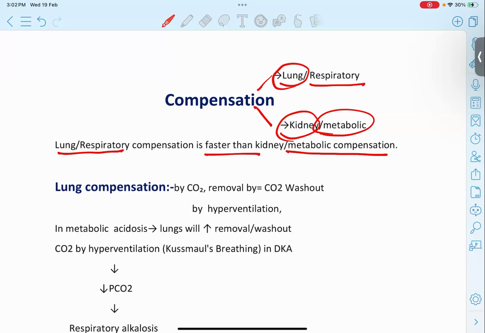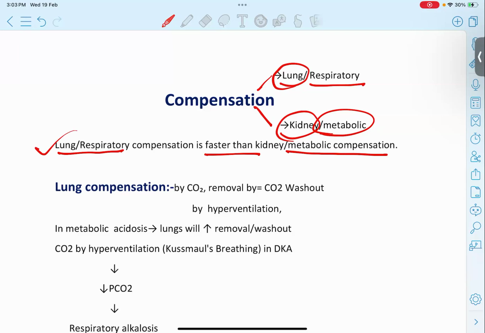If you take like 50 very fast breaths, you will remove a lot of carbon dioxide within 5 minutes. But to remove a lot of base or bicarbonate, the kidney has to take a lot of time to go through all the absorption, reabsorption, this hormonal mechanism. So this is why lung compensation is faster than the metabolic or kidney compensation.